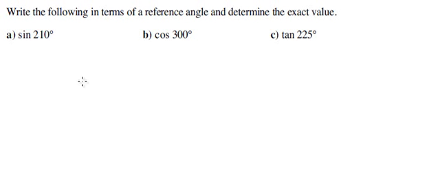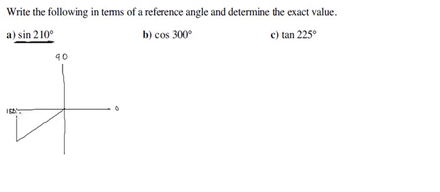Alright, so if you know some special triangles, they can help you find trig ratios, no matter what quadrant they are in. Sine 210, here's some axes. Where's a 210 degree angle? There's 0, there's 90, there's 180. 210 is 30 degrees past that. Right there would be a 210 degree angle.